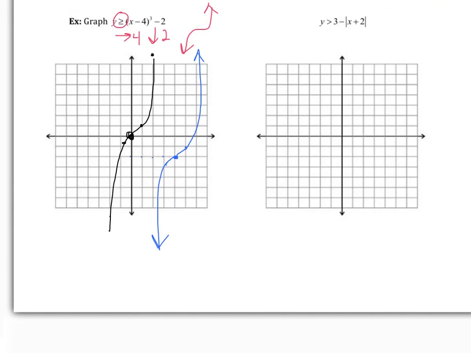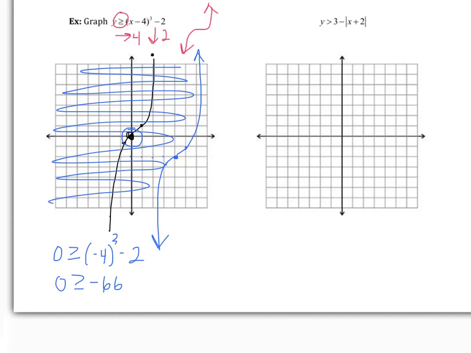Then I want to figure out where to shade. Just like with lines, I can test the point (0, 0) and see what I get. So 0 is greater than (0 - 4) cubed minus 2. -4 cubed is -64. Minus 2 is going to be -66. 0 is indeed greater than that, so you would shade towards the 0.